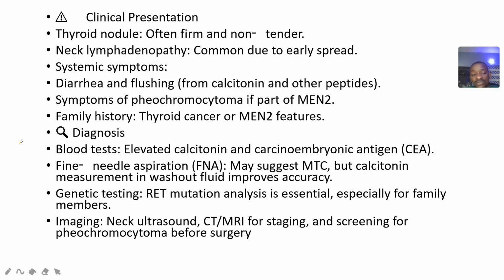So you diagnose this using the blood test, where you see that calcitonin levels are elevated. Then fine needle aspiration. Also genetic testing where you get to see that there's a mutation in the RET, the neck ultrasound, CT scan, MRIs. So now you know which stage.